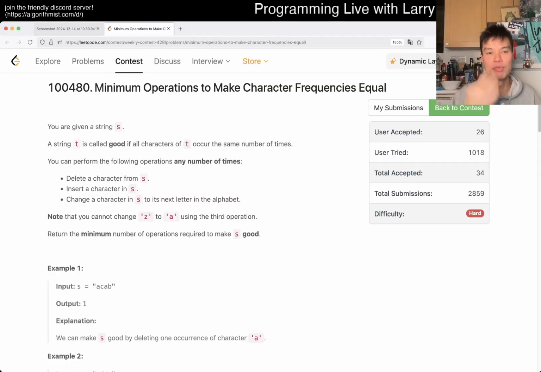This is me going with Q4 of the weekly contest 428, minimum operations to make character frequencies equal.